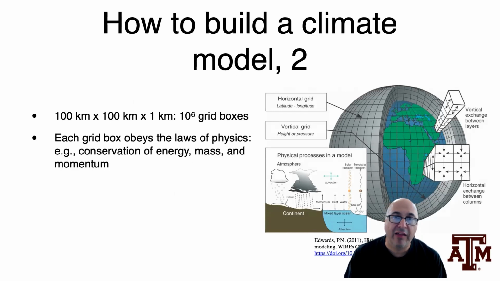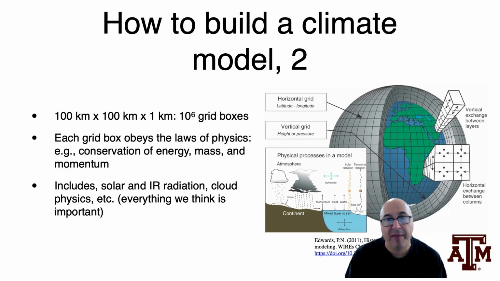The boxes interact in such a way that the atmosphere conserves energy, mass, and momentum. So it obeys the laws of physics. And it includes other processes that we think are important. Solar and infrared radiation, for example, cloud physics, all of the things that we think matter for the climate are included.